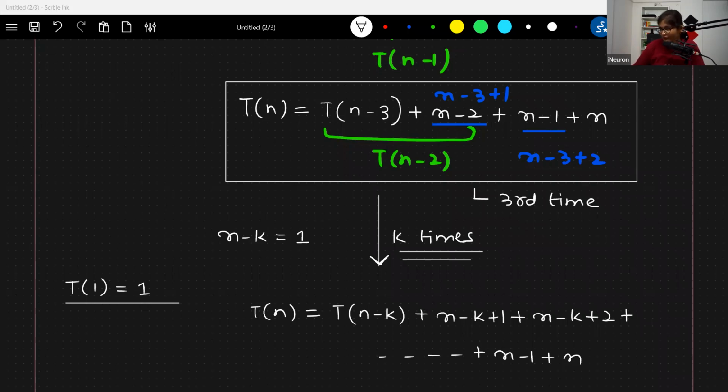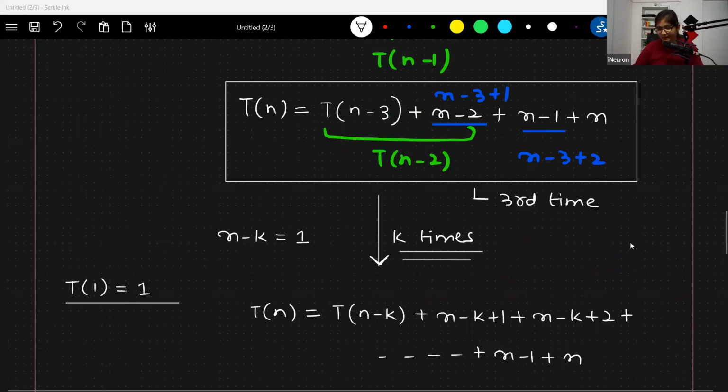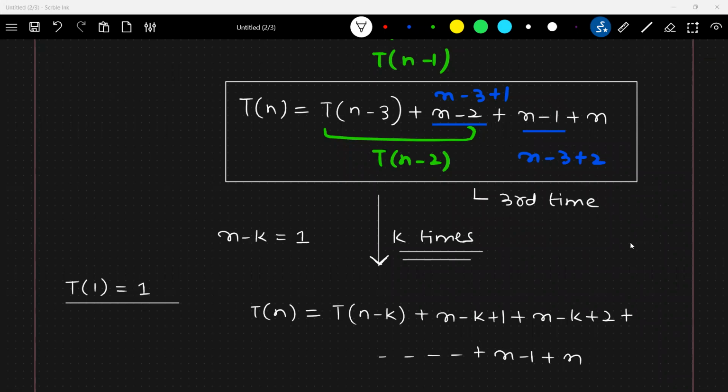Yes, Hamid, what's your doubt? It will be something like T of n minus k plus k into n minus k, isn't it? What you are saying? Could you please repeat? It will be something like T of n minus k plus k into n minus k, isn't it? How k into n? There will be n k's in the sequence.